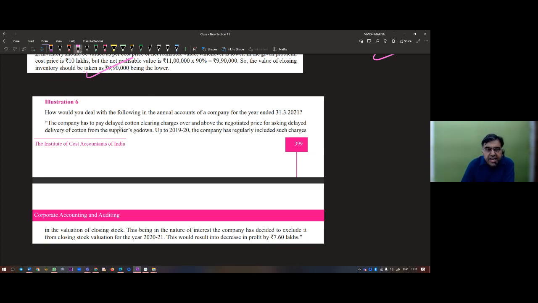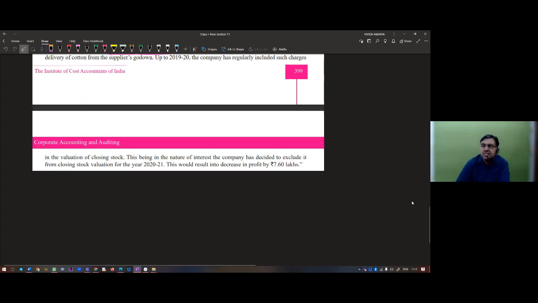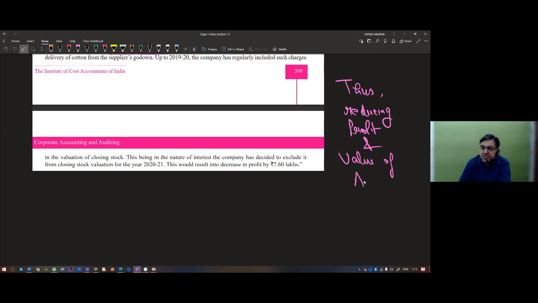See, delayed charges are just like interest or penalty. These should never be part of the cost of inventories. So the management has decided to value stock this way. Earlier, we used to include this cost in the cost of inventories. Now we will not include it, thus reducing profit and the value of the asset.